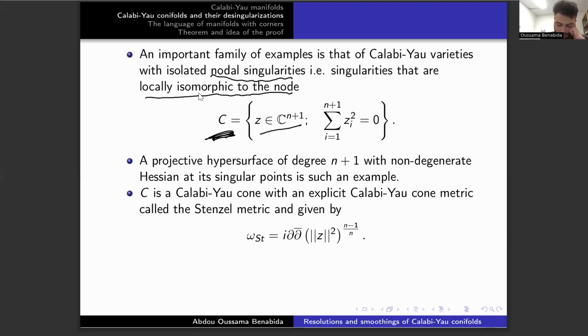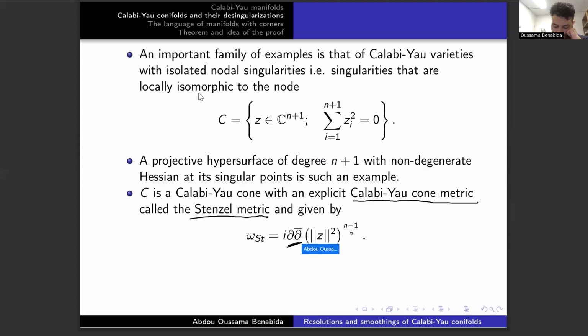This is a cone in particular because, if we look at lambda z_i's here, it will remain in C as well. And it also has a Calabi-Yau cone metric, an explicit one. This is called the Stenzel metric. It's given by i del bar of the norm of z squared to the power (n minus 1) over n. This can be proved to be a Ricci-flat Kähler and a cone metric in the Riemannian cone sense.